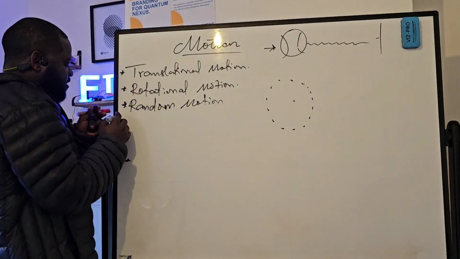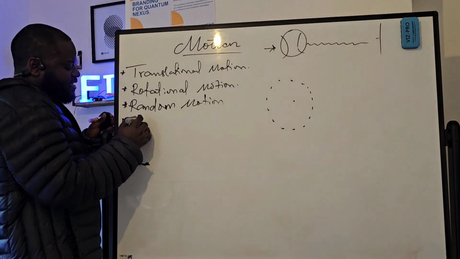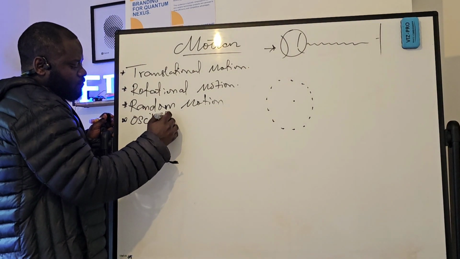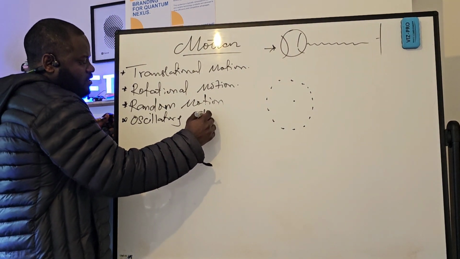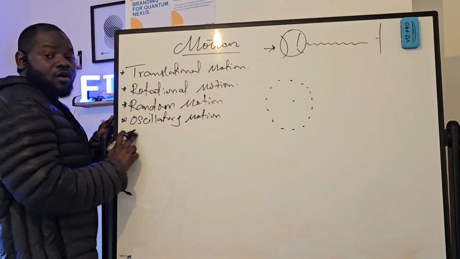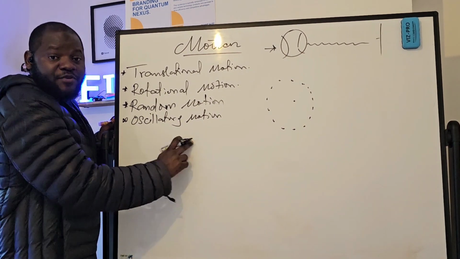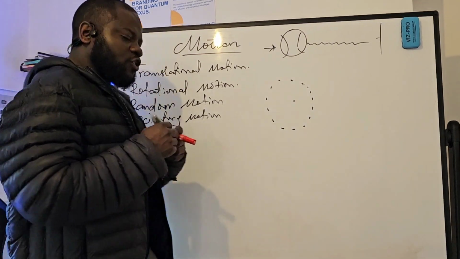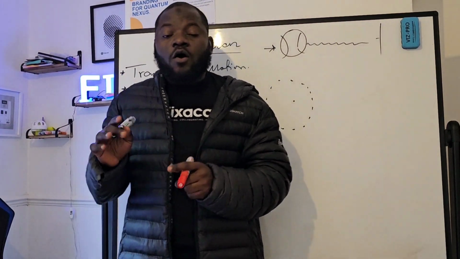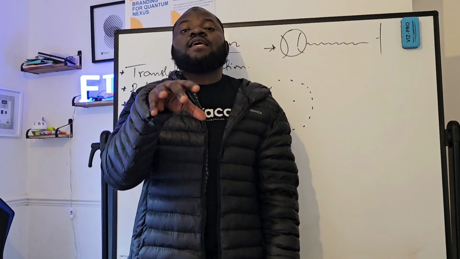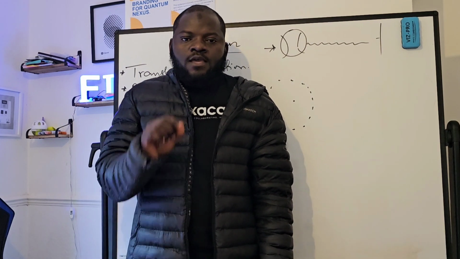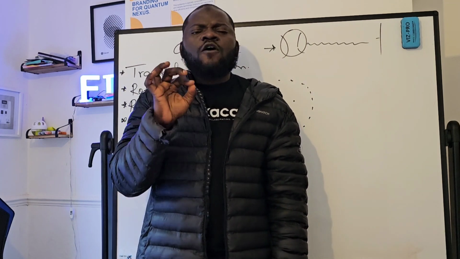Another one that you need to know is oscillatory motion. This oscillatory motion can also be called vibratory motion. When I say a motion is vibratory or oscillatory, it's a kind of motion that has to do with a to and fro movement in a fixed position. In a fixed position. There are some objects that perform this to and fro movement without you knowing.